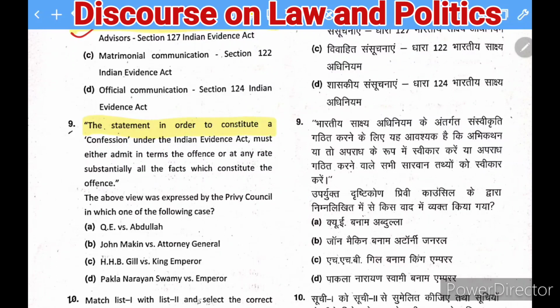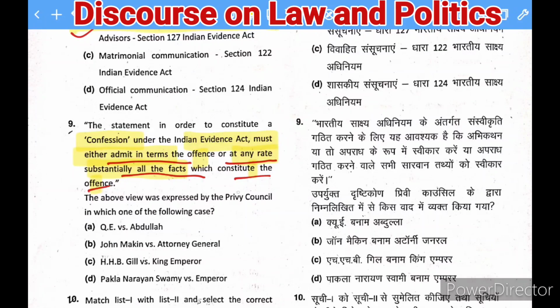The statement: in order to constitute confession under the Indian Evidence Act, must either admit in terms the offense or at any rate substantially all the facts which constitute the offense. So it is about the confession under the Indian Evidence Act, which must either admit in terms the offense or at any rate substantially all the facts which constitute the offense. That is how the definition of confession is to be considered.